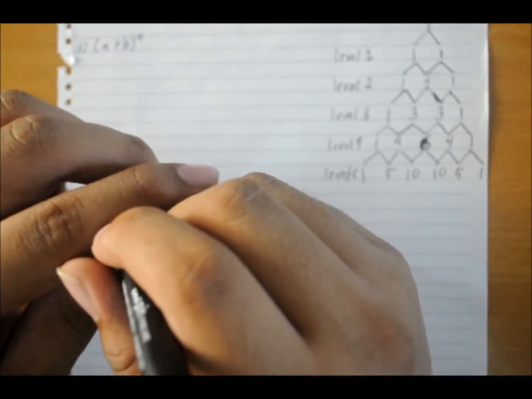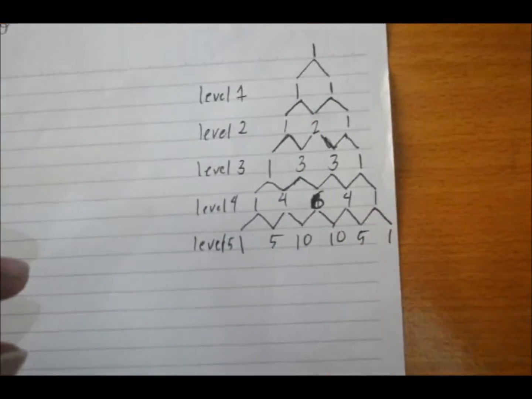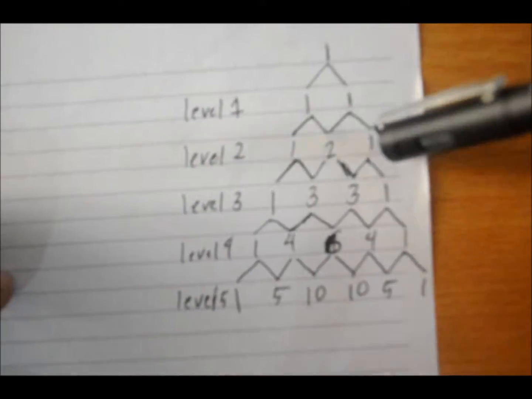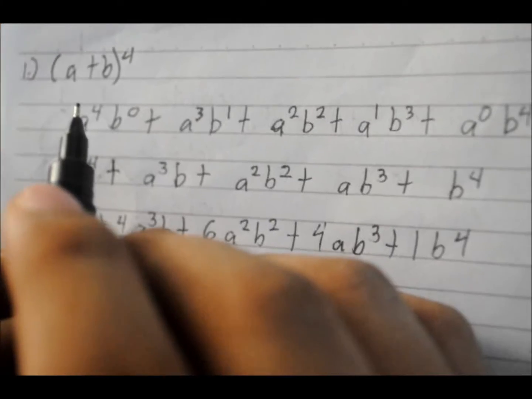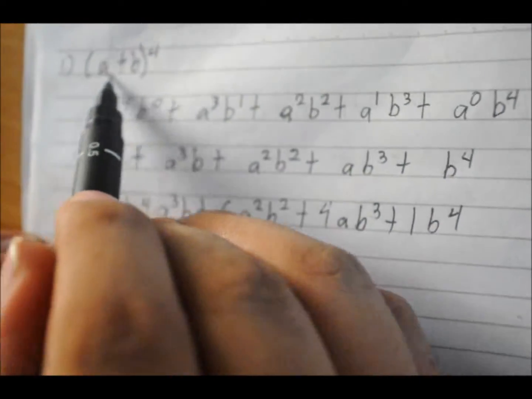Now I'm going to teach you how to do the binomial coefficient. First, we're going to go to the Pascal triangle. Let's do the Pascal triangle. The first layer is level 1, the second layer is level 2, up to the 5th level. Okay, binomial coefficient. This is problem number 1.